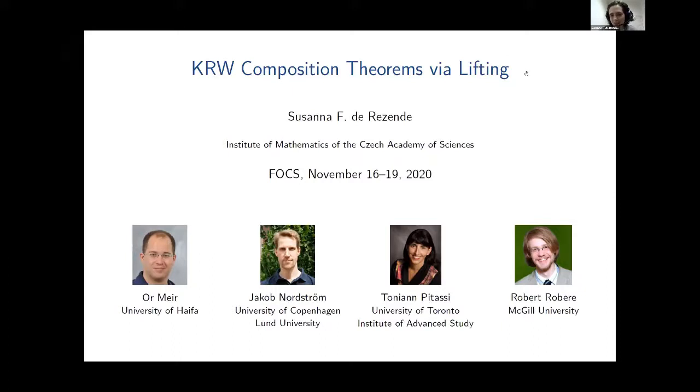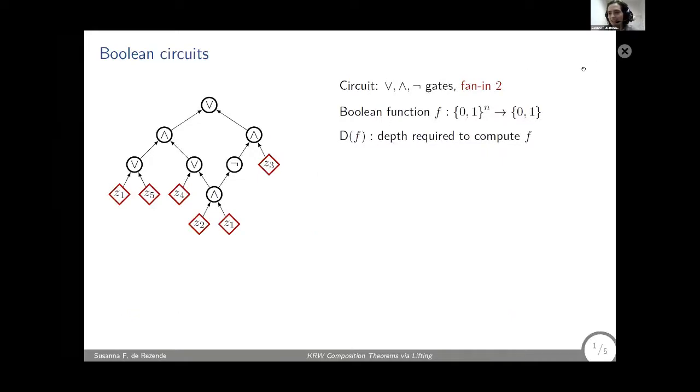So as usual, we're interested in understanding how hard it is to compute functions. And here, the model we'll be looking at is Boolean circuits. So we have OR and NOT gates. And for this talk, we'll be only considering fan-in-2. And the complexity measure we're interested in is the depth required to compute the function. That's the depth of the shallowest circuit that computes the function.